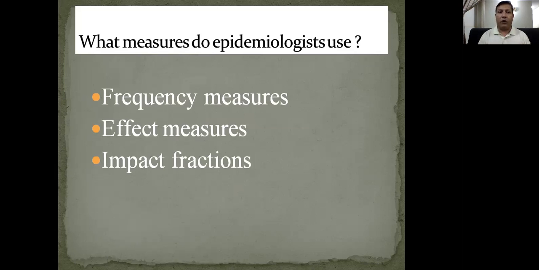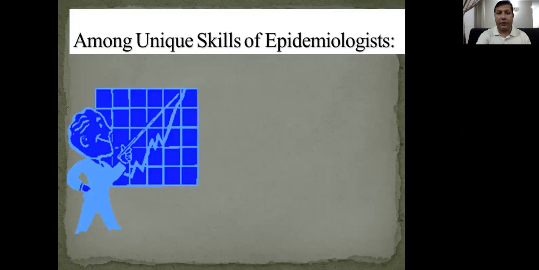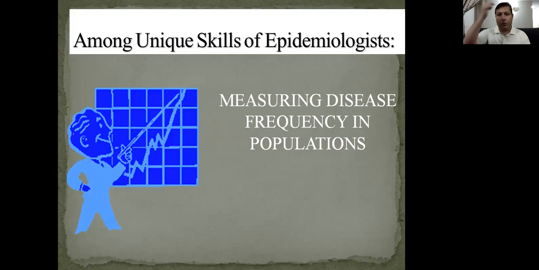For every individual factor, how much it is playing a role, you must check the impact of every individual factor. Suppose temperature, time, place, and any other things which are supporting that particular causative agent or disease, which are propagating that disease, we have to check and take into account in our studies when we are working in epidemiology. Among the unique skills of epidemiologists, what will they do? Measuring disease frequency in the population. They are checking it.